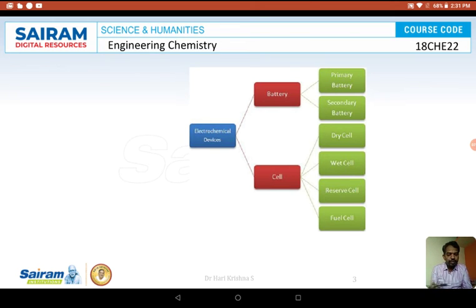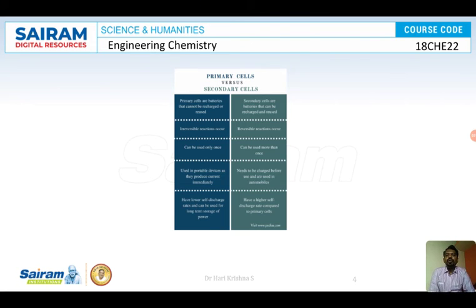This type of cell, examples for this are zinc silver oxide and magnesium silver chloride batteries, and these are mainly used in military applications. Okay, so let us see what the differences are between primary and secondary batteries.